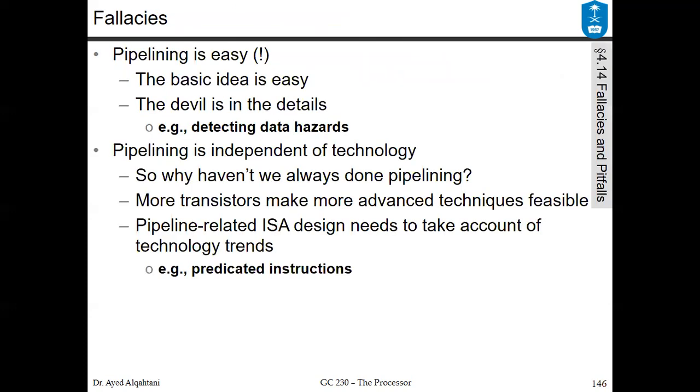Now, at the end of this chapter, the processor chapter, we have these fallacies. Sometimes you think pipelining is easy. The basic idea, yes, it is easy, but the devil is in the details, such as detecting data hazards, and you see that we talked a lot about it. Sometimes we add one.